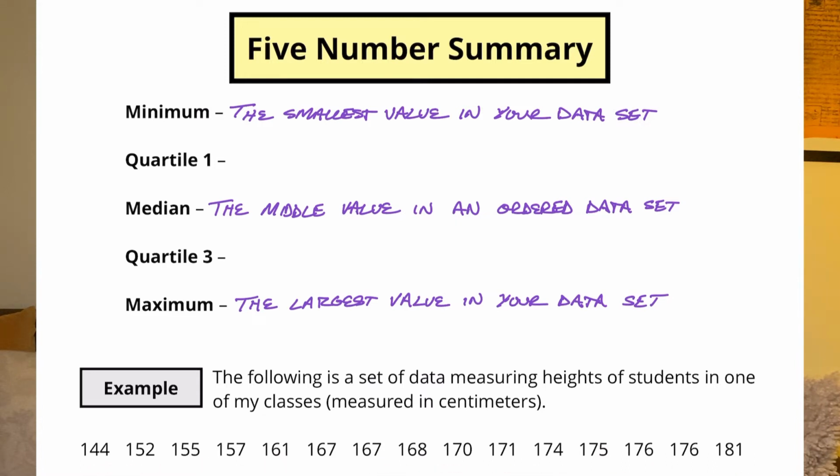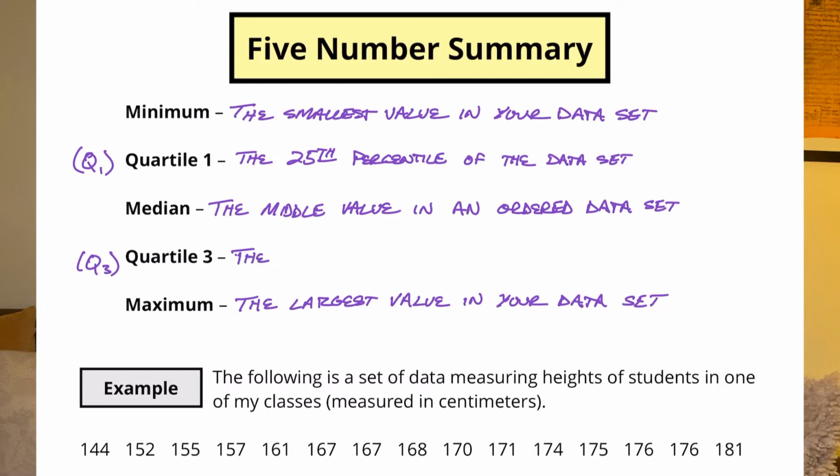Now the quartiles, quartile 1 is just the 25th percentile of the data set. And we sometimes call that Q1. We use the abbreviation Q1 for that. So down here we've got Q3, quartile 3, which is the 75th percentile of the data set.